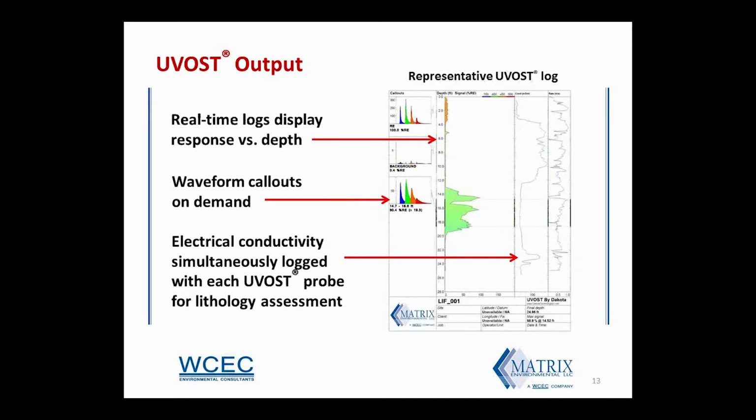So let's walk through the major features of an actual UVOST log. This gets generated live before your very eyes while the probe is going into the ground. Here we have depth on this vertical scale, and the fluorescence intensity is here. Essentially, the more petroleum that's present in the soil pores adjacent to the probe, the stronger the recorded response. So I think you can see that pretty intuitively right here. As it comes out, we've got more intense responses in different locations here.